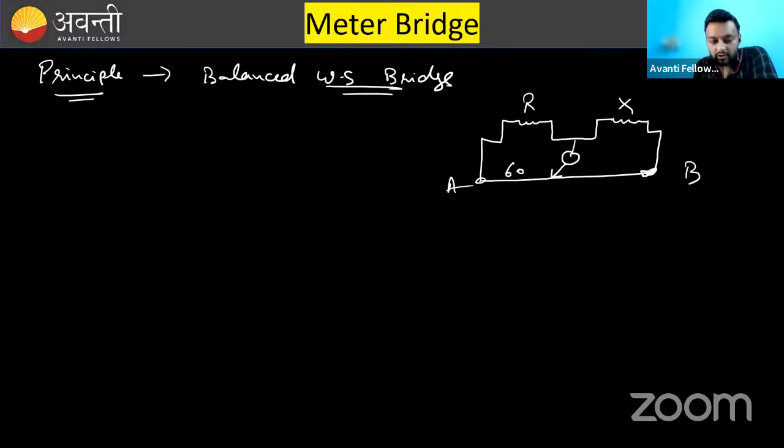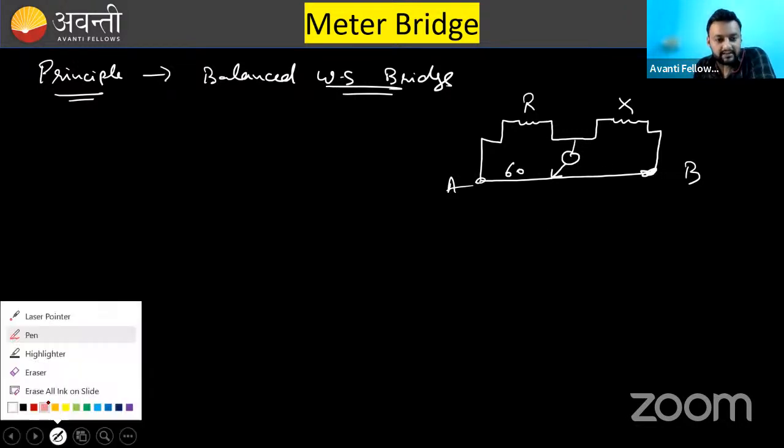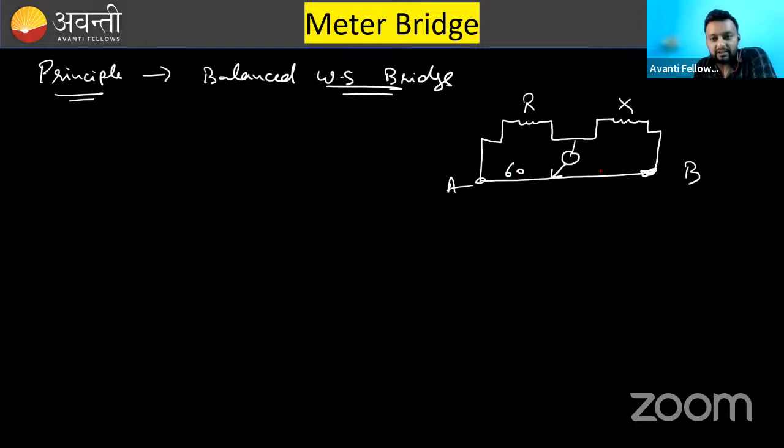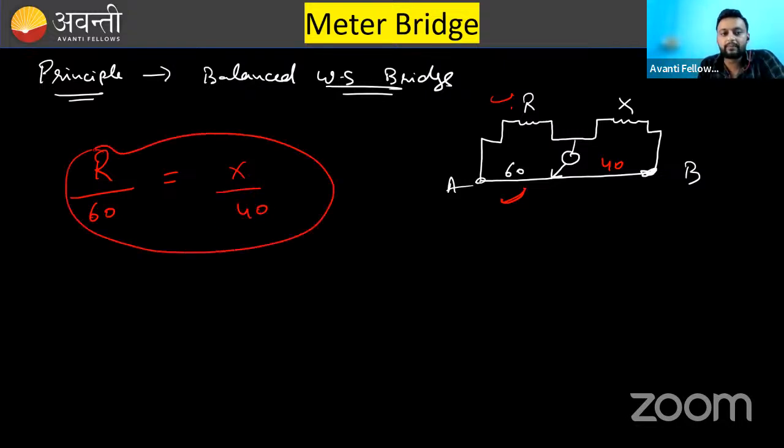Then this length will be what? Total length is 100 centimeter. This length is 60. Then this length will be 40. Clear? I think yes, very good. Now, how can you apply this relation? I am saying that just write the ratio of these two quantities, this one and the value written opposite to it. So you can write R divided by 60 is equal to X divided by 40. That's how you should use the meter bridge.